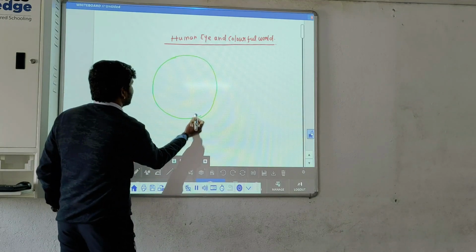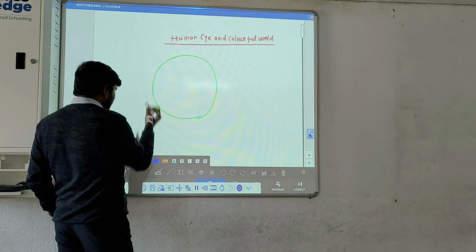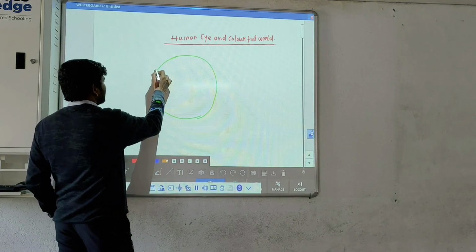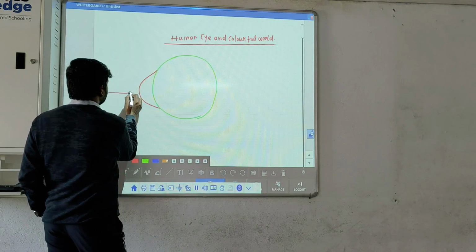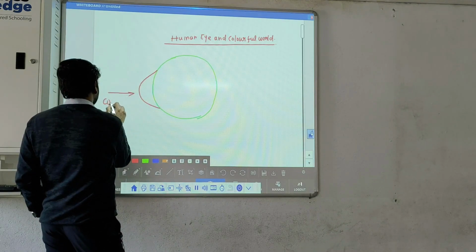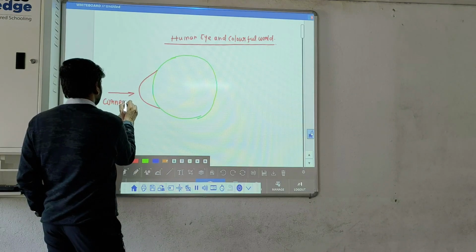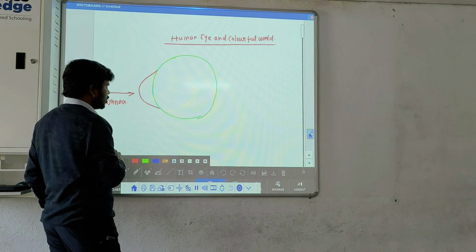The front curved part of the human eye is known as cornea. So this part is representing the cornea of the human eye, through which the light will enter into the human eye.